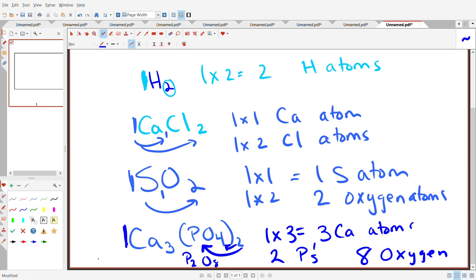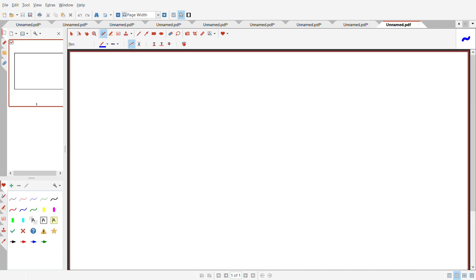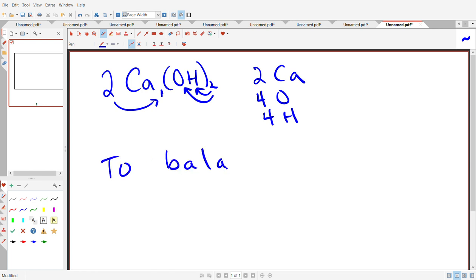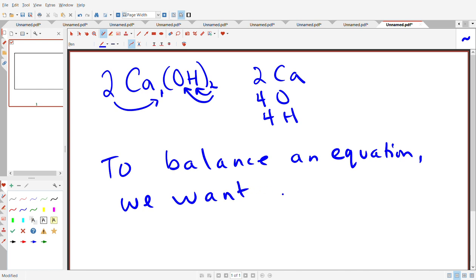And this is very important in order to do the balancing of an equation. Okay, now here, there's an imaginary 1 here. So if I do front times bottom, I have 2 Ca's. 2 times 2 is 4 oxygens, and 2 times 2 is 4 hydrogens. And the reason why I like to do that is because in order to balance an equation, we want equal atoms on each side.